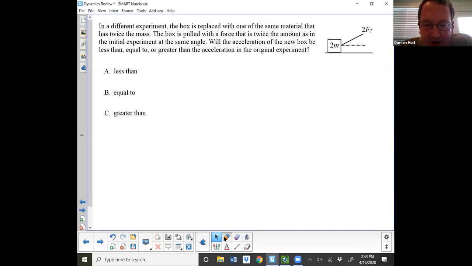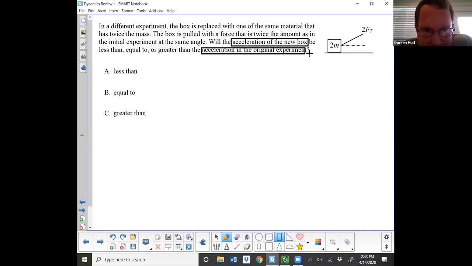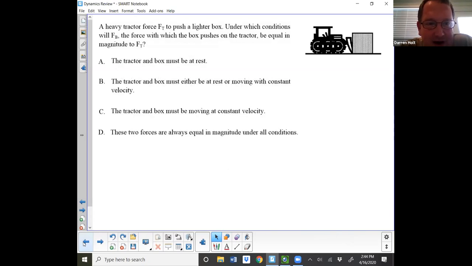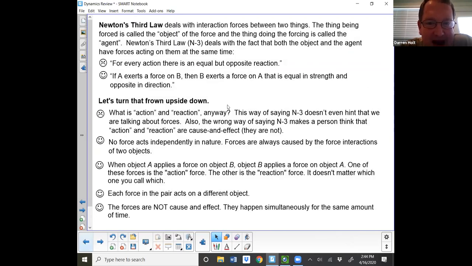And what I tried to explain to you, if you were with me last week, is that when you read this, they're asking you to compare the acceleration of this new scenario to the acceleration of the original experiment. So when you are asked this, the first thing I want you to think about is, how do I find this acceleration? If you go back to that question right here, we figured out how to find the acceleration. If we keep scrolling back, we're going to find that our formula for acceleration is right there.